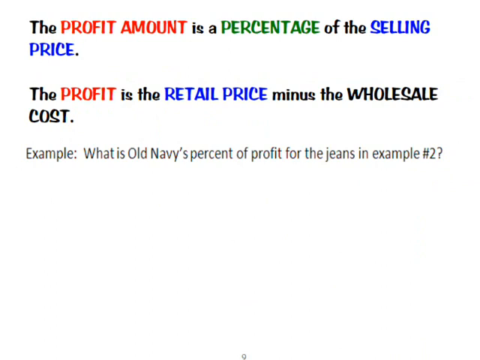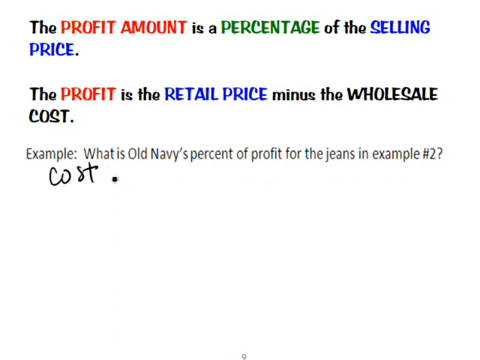Next we are going to talk about profit, which is the amount of money that the person selling something gets to keep for themselves. If you remember the jeans that Old Navy purchased from the Chinese factory in example 2 when we talked about markup, they paid something for them, but then they marked up the price and they keep the difference for themselves. That difference is called the profit amount.